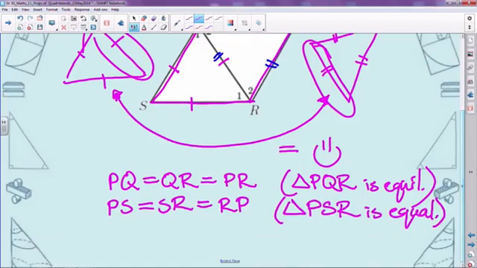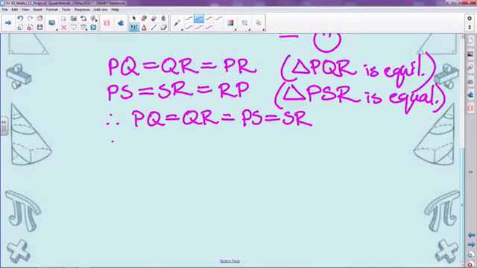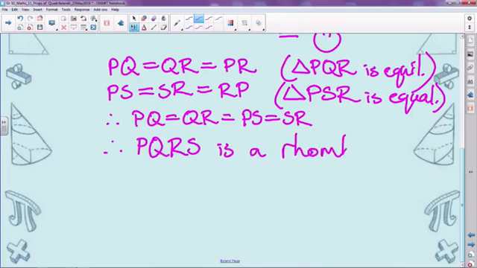And that means, therefore, that PQ is equal to QR, which is equal to PS, which is equal to SR, and therefore the shape is either a square or a rhombus, but it's a rhombus first. Therefore, PQRS is a rhombus.